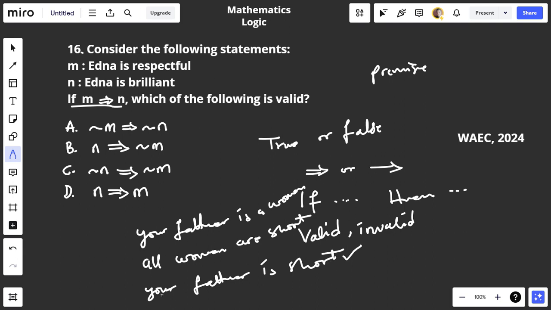But if I had come here and said your father is tall, that would have been a fallacy, or you say invalid statement, because it doesn't agree with what we were saying initially. So that's by the way.